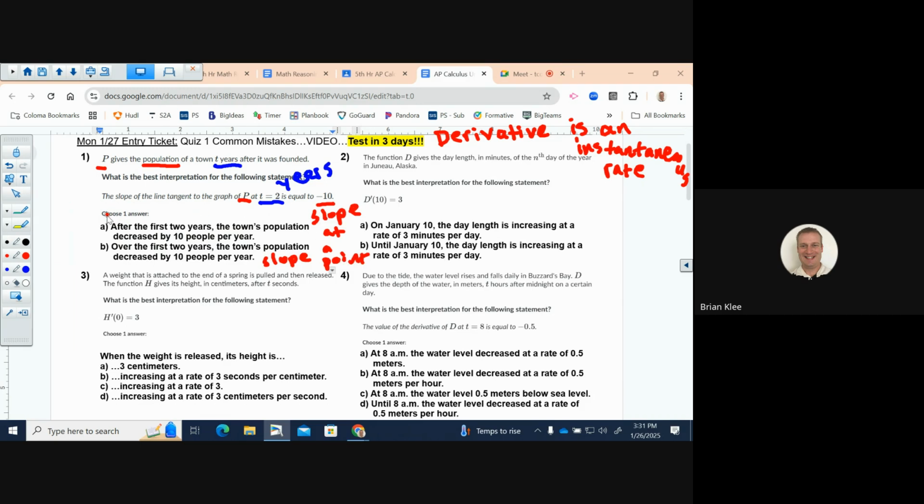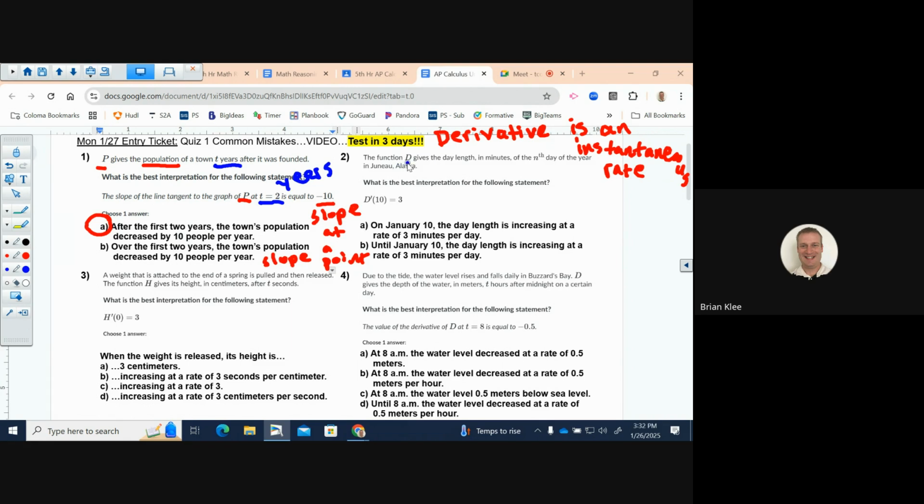Could be wrong, but I'm pretty sure if you go do the Khan Academies, for your answer for number 1, you want that word after or at 2 years. After 2 years, the town's population is decreasing by 10 people per year. Okay.